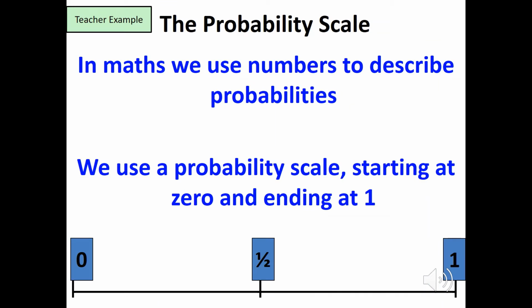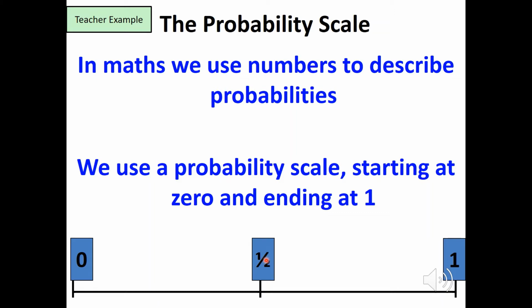Okay, so first things first, we need to identify specific probability laws. The first one you'll be dealing with is the probability scale. In maths, we use numbers to describe probabilities. The scale ranges from 0 to 1, where 0 means that the probability of an event happening is impossible, and 1 means that the probability of the event happening is definite. If we meet between these two at the middle, at a half, that means the probability of an event occurring is 1 in 2, a half.